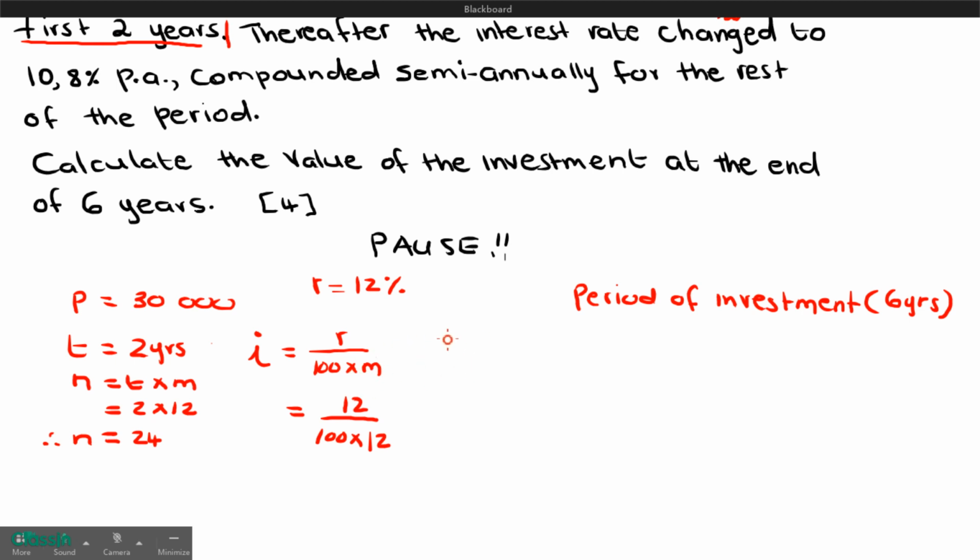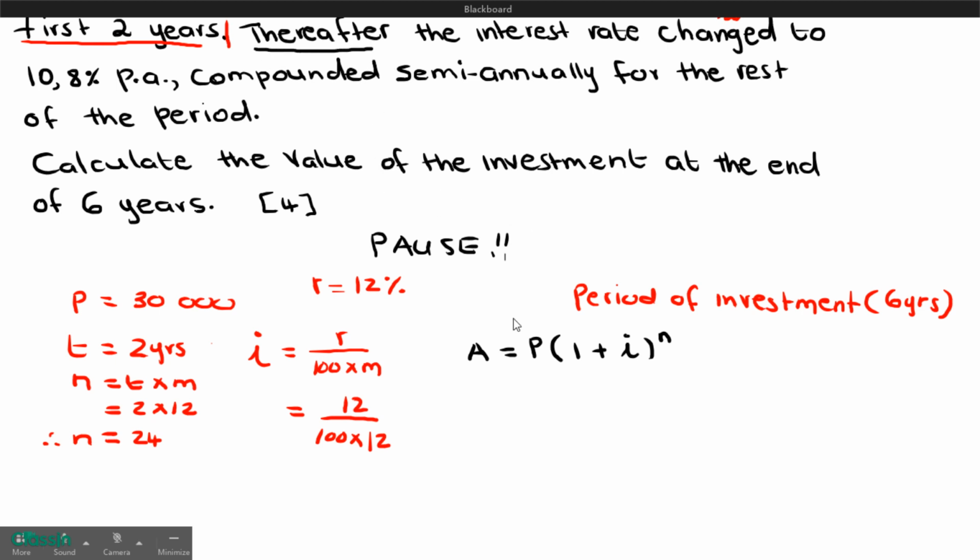Now, this investment is compounded. So it means that you are going to use the compound interest. So we can say that for the first part, we have A is equal to P into 1 plus I to the power of N. Do you get it? Then from there, we take the statement further.